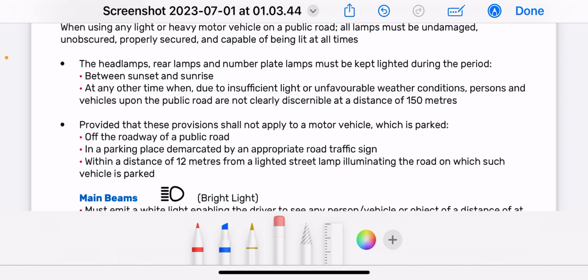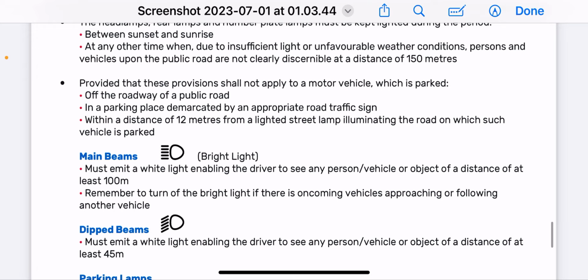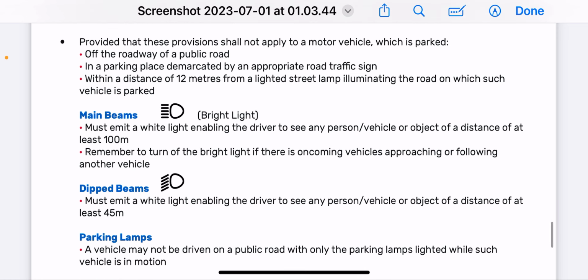Then, provided that these provisions shall not apply to a motor vehicle which is parked, you should not turn on your lights if you are parked well off the roadway of a public road, in a parking place demarcated by appropriate road traffic sign, or within a distance of 12 meters from a lit street lamp.